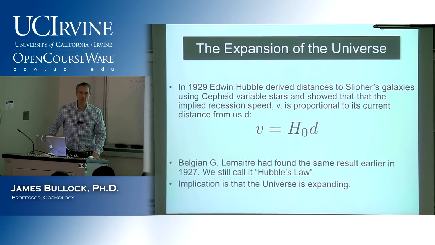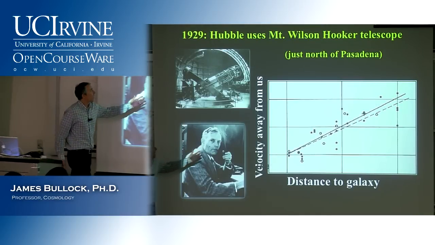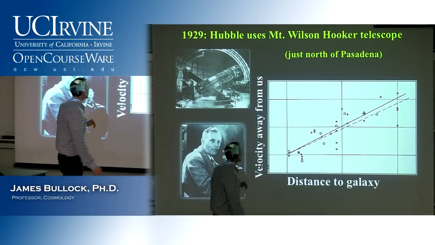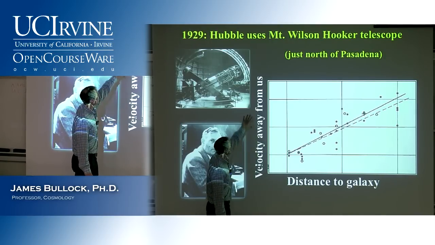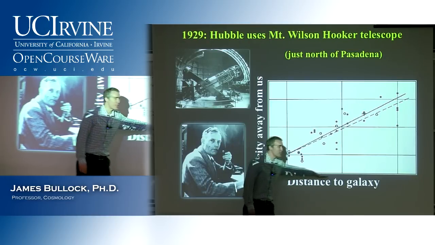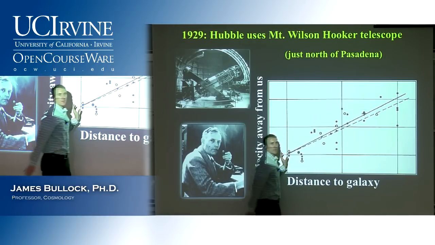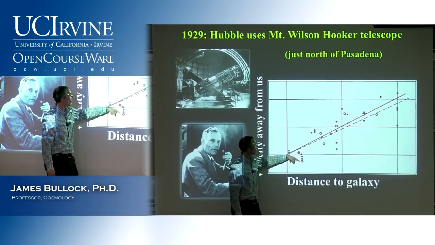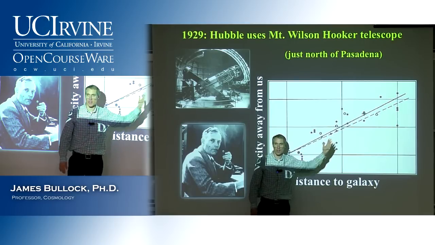Any other questions? OK. So this was his first plot. He did this observation up at Mount Wilson on the Hooker telescope. These are the velocities that he took from Slipher, and this is the distance to the galaxy he derived with Cepheids. And he grossly observed this relationship. Now, it's not true that all of them follow right along a line, but it's a general trend.